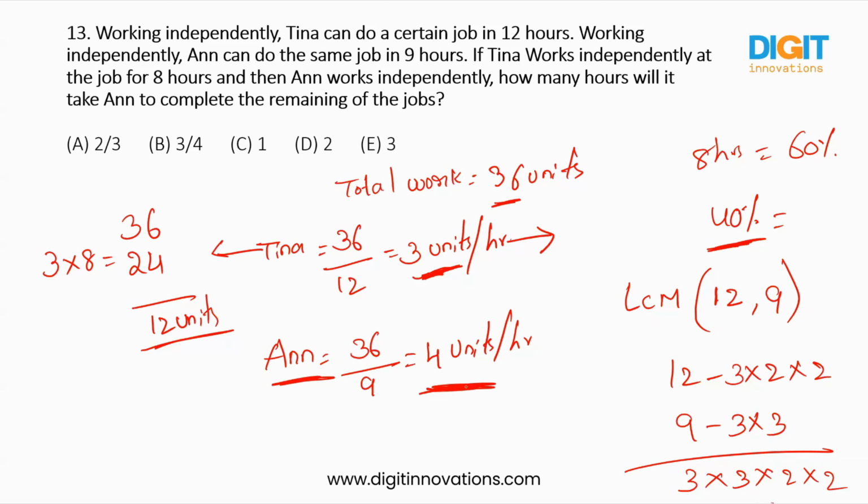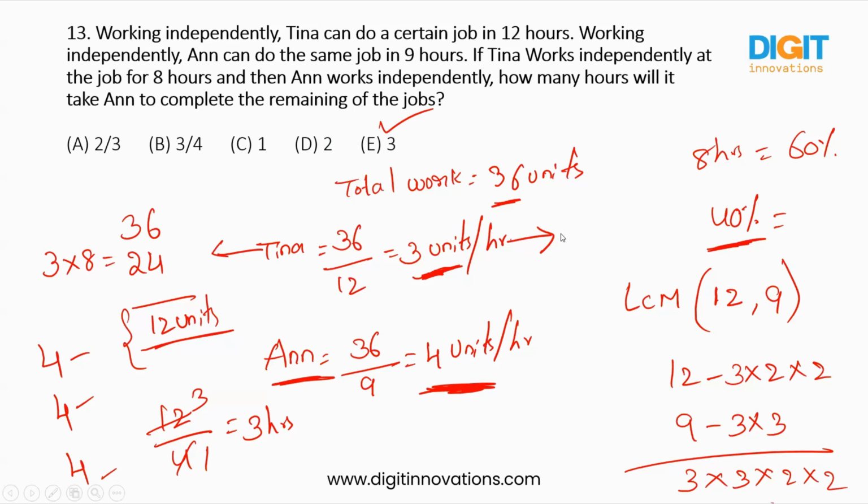Then in how many hours can she complete the 12 units? That means 4 ones, 4 threes, 3 hours. She will take 3 hours to complete the remaining 12 units. So in one hour she completes 4 units, in the other hour she completes 4 units, and in the other hour she completes 4 units. 4, 8, 12. I hope you are clear. So the option is 3.